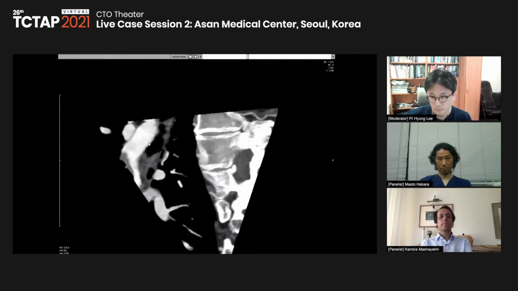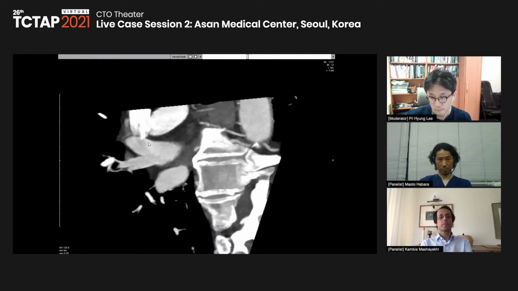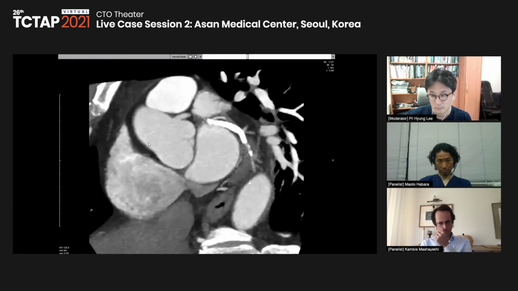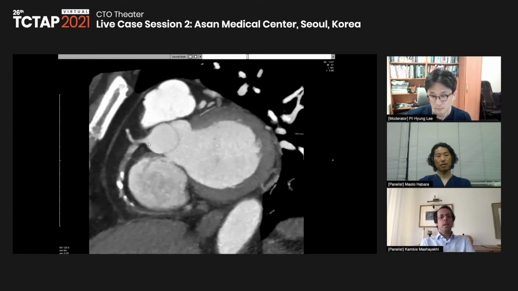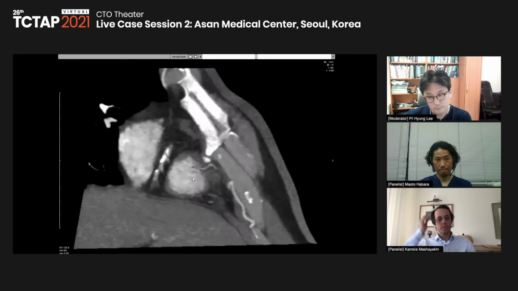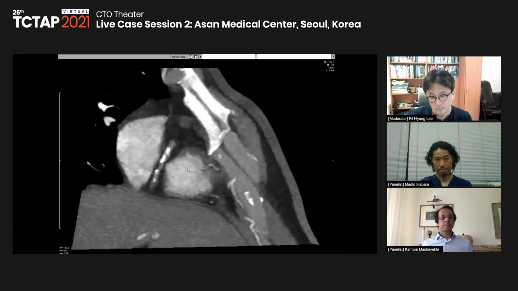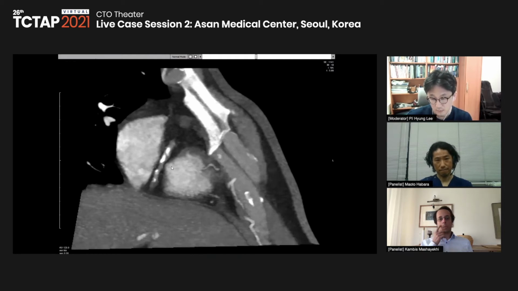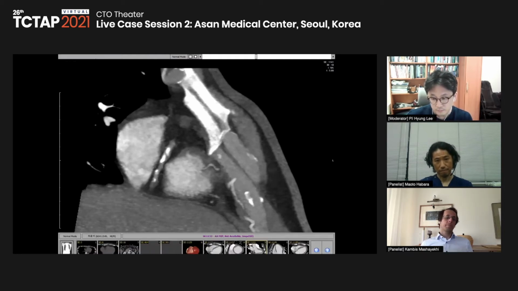So this is the CT angio of this patient. If you look at the LAO view, the good part is that the CTO segment is quite straight, with less tortuosity or angulation. You can confirm this finding in the RAO view, which shows the same finding. The CTO segment is quite straight. There are some dense calcification spots here.